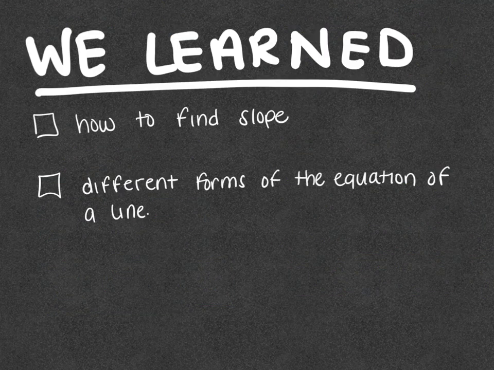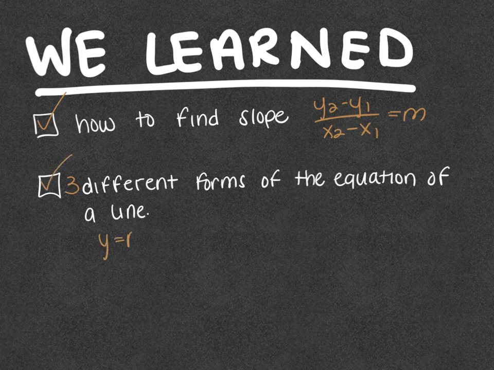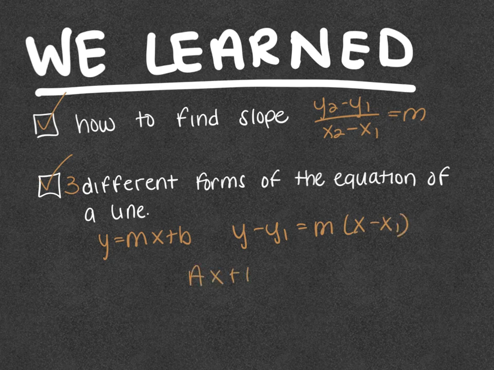In this video, we learned how to find the slope using the equation y2 minus y1 over x2 minus x1. We also talked about the 3 different forms of the equation of a line. Just a reminder, we have slope-intercept form, point-slope form, and standard form.